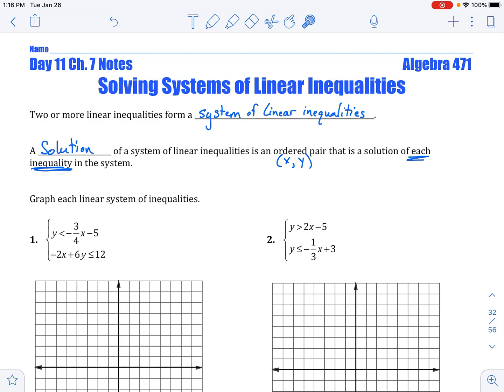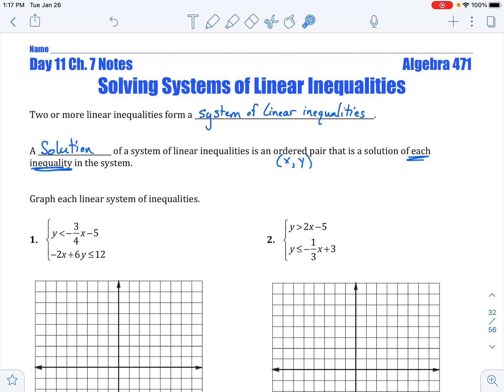So if there was two inequalities, you'd plug in x and y, those values for them, for both the first inequality and the second inequality. If there's four inequalities to our system, you would have to verify that that ordered pair is a solution not only to the first and second inequalities, but also the third and fourth as well.